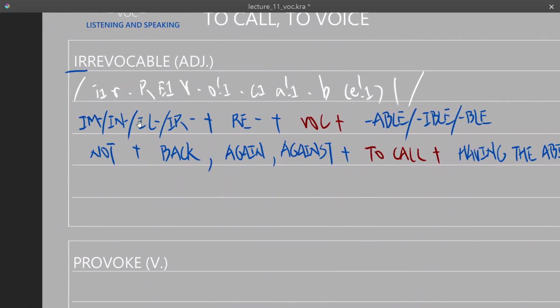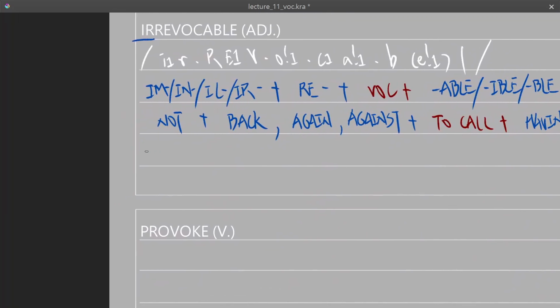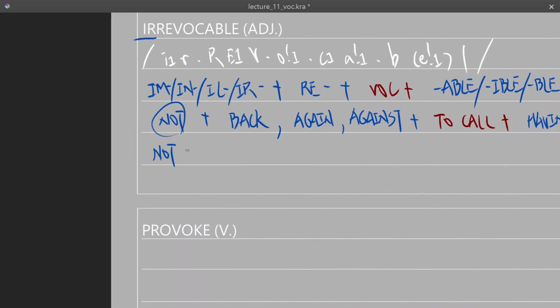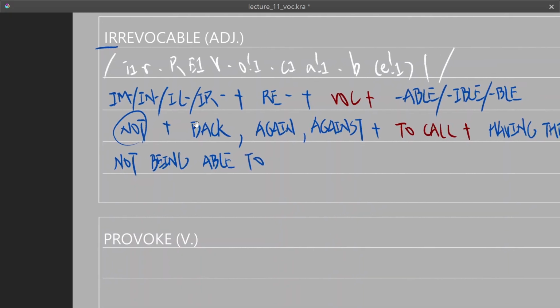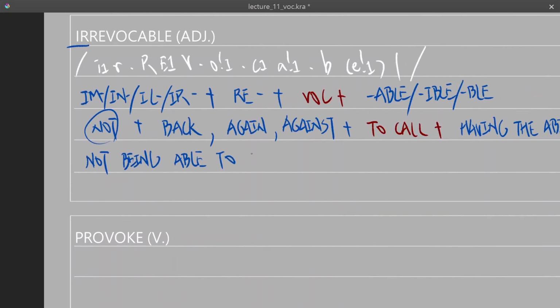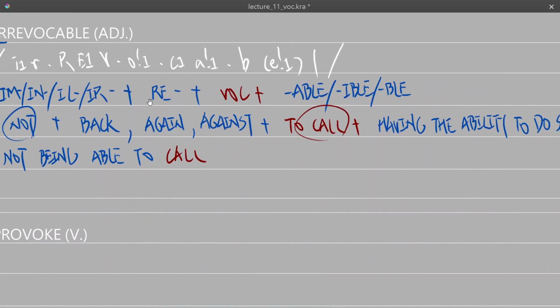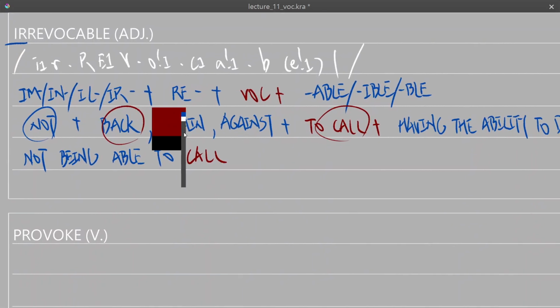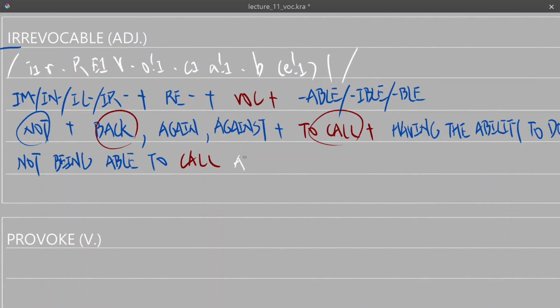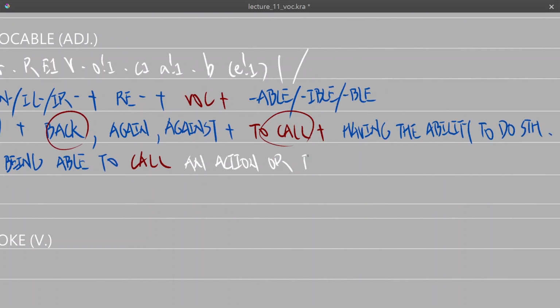So irrevocable literally means what? It means not being able to, negation, not being able to do what? To call something back. So to call what? To call an action or decision back.